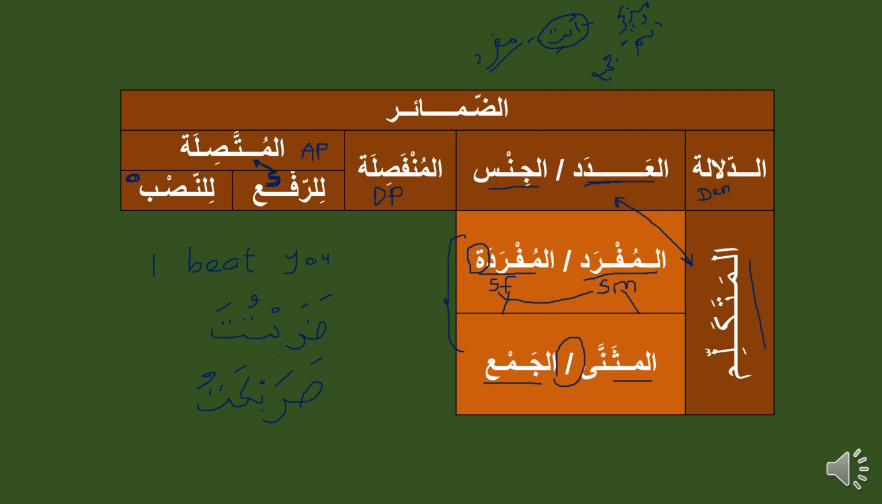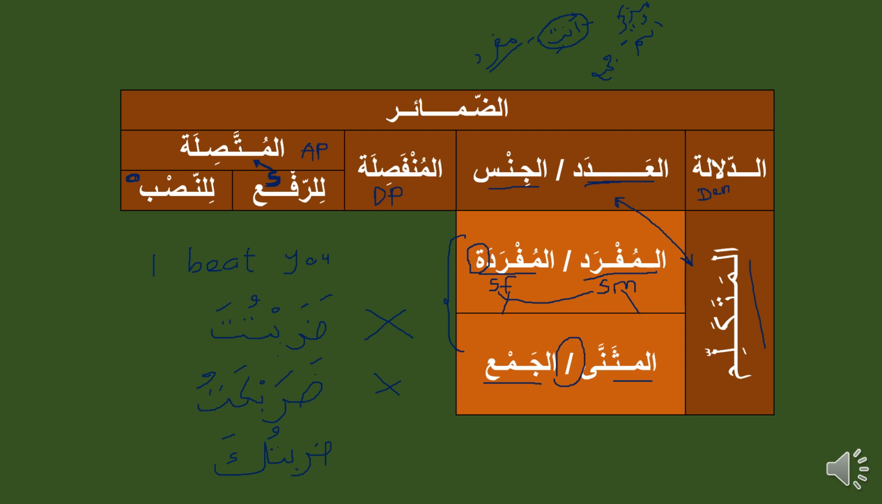Ask yourself. No, it's not possible for you to say that. So this is wrong, and also this is wrong. The right construction for this sentence is dorabtuka. Dorabtuka.